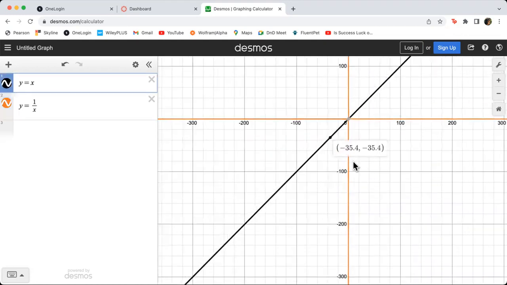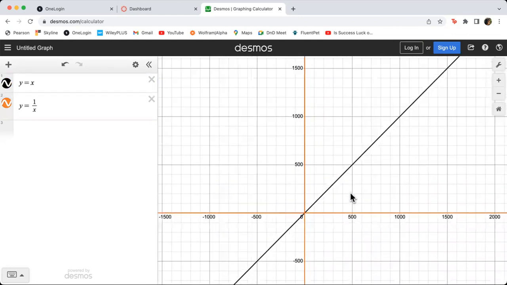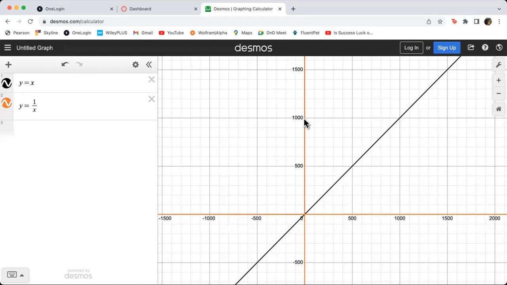It's really hard to trace. Oops. But I can't even land on it.